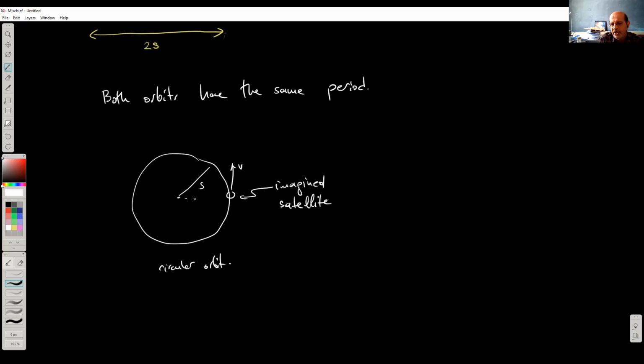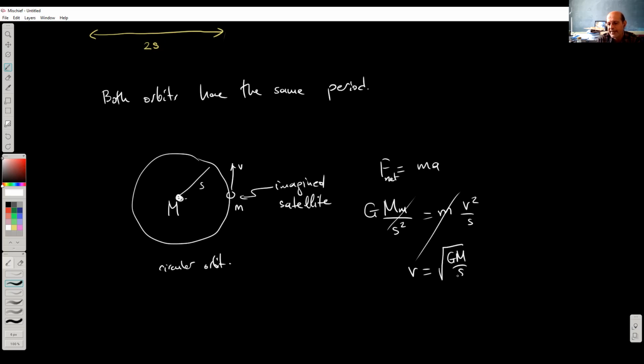We have done this calculation before, but let's do it again. Okay, so F equals ma, or the net force is equal to ma. The force is the force between the central object and this imagined satellite, so this is GMm divided by s squared. What's the acceleration? Well, the mass is little m. What's the acceleration? It is v squared over s. I see that the satellite's mass cancels, it never enters into the equations. So I find v to be equal to the square root of GM divided by s.